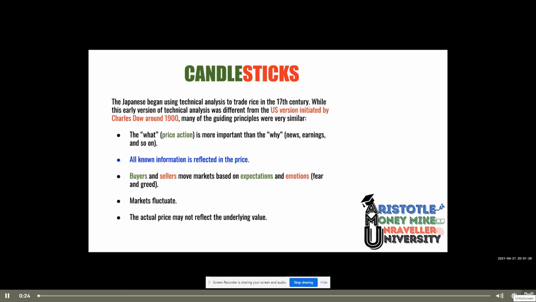The what, price action, is more important than the why: news, earnings, and so on. All known information is reflected in the price. Buyers and sellers move markets based on expectations and emotions, fear and greed. Markets fluctuate. The actual price may not reflect the underlying value.